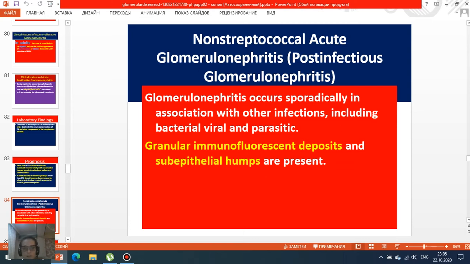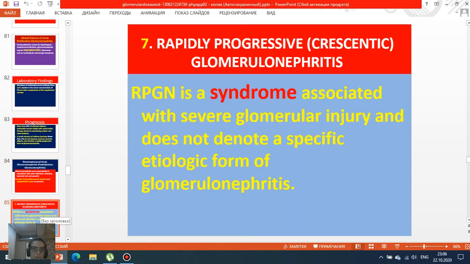The next case is non-streptococcal acute glomerulonephritis, post-infectious glomerulonephritis, but non-streptococcal. Glomerulonephritis occurs sporadically in association with other infections, including bacterial, viral, and parasitic. Granular immunofluorescent deposits and subepithelial humps are present, and it may lead to a rapidly progressive or crescentic glomerulonephritis.